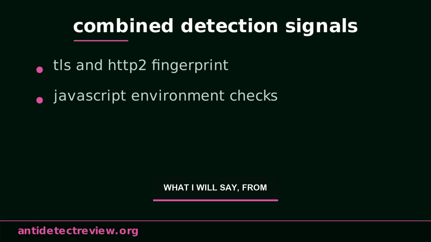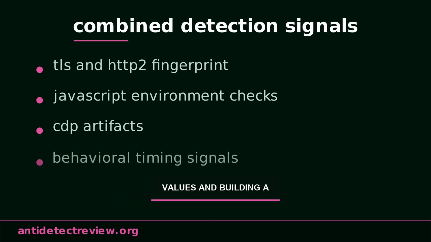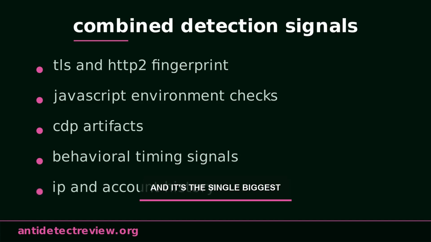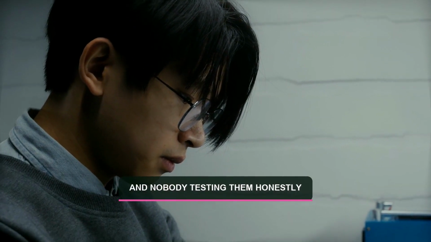What I will say, from running proxy and cloud phone infrastructure for exactly this kind of work, is that the gap between changing a few JavaScript values and building a genuinely different fingerprint surface underneath is enormous, and it's the single biggest quality difference separating tools in this whole category. None of that makes any of these browsers undetectable, and nobody testing them honestly should ever tell you otherwise.